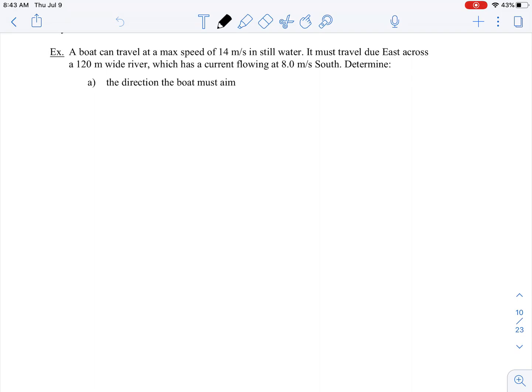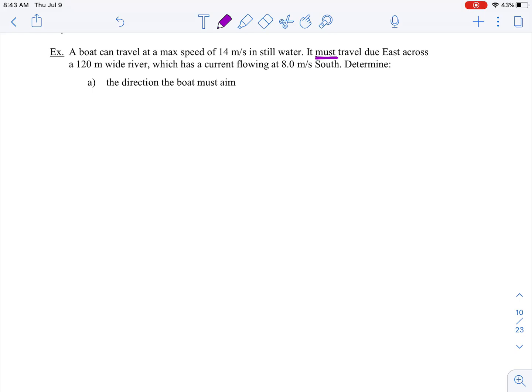Okay, we're going to try an excellence level question with relative velocity. So this is definitely going to get more difficult, and it's easy to recognize. I'll show you the key word. It is "must." It's one of these must questions. So this time, you have to travel in a particular direction.